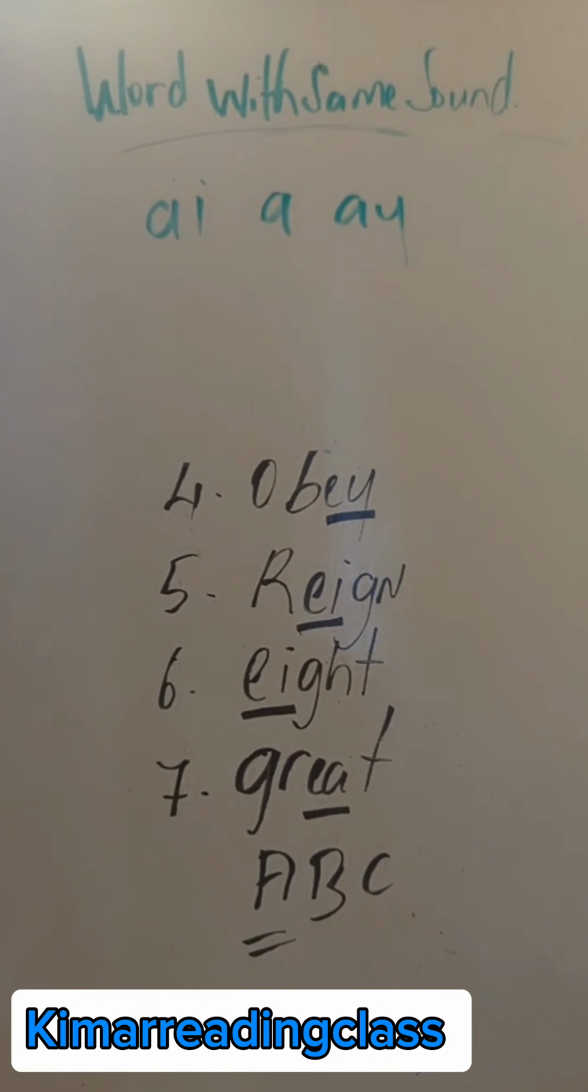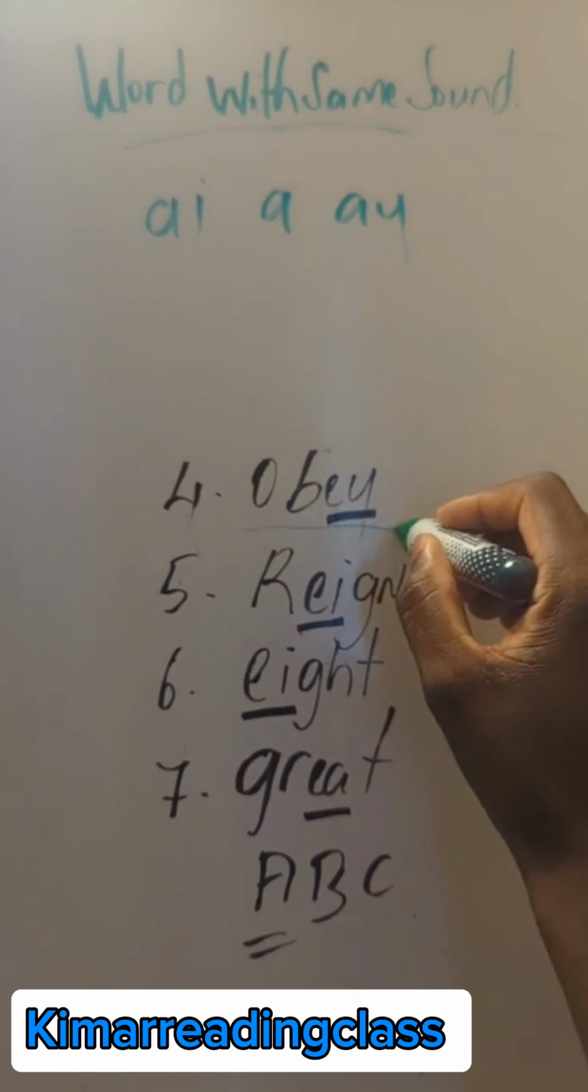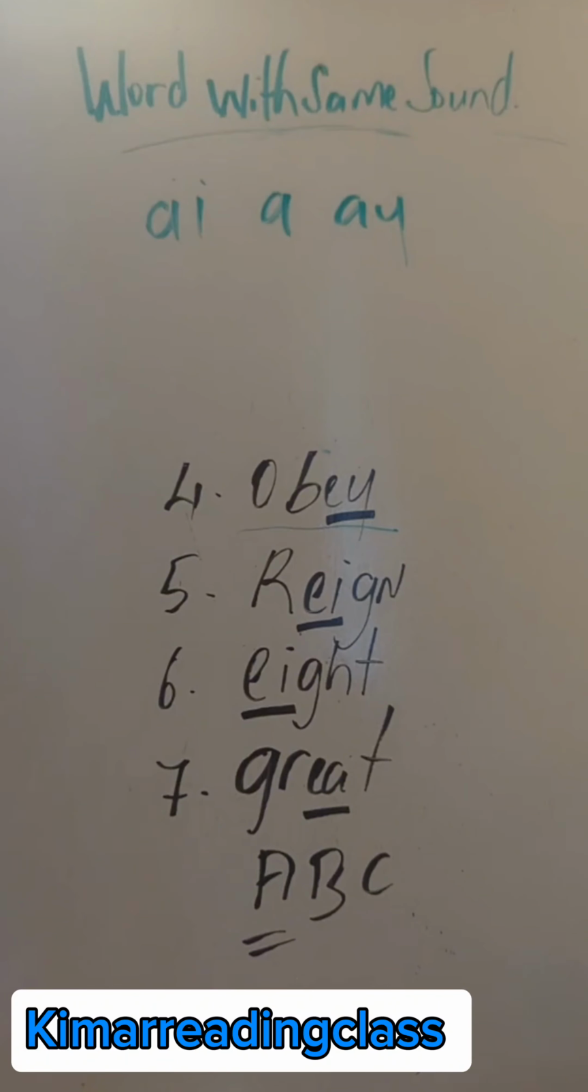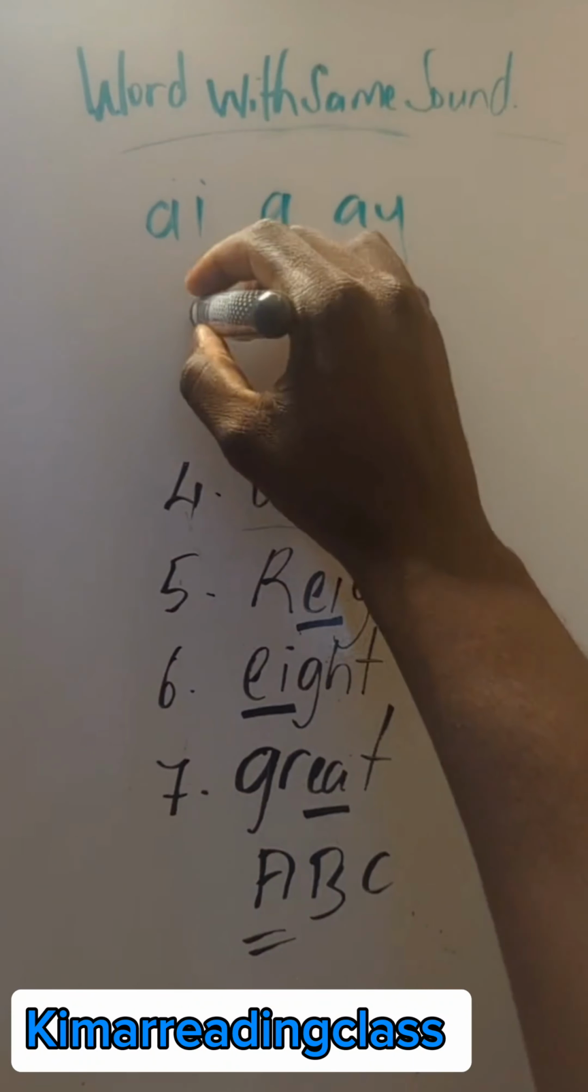So, this word now is a multi-syllable word. When we say multi-syllable, we are talking about words that have more than one syllable. Like for example, play is one syllable. Play is a monosyllable word. But this word now, obey, is more than one syllable. So it's multi-syllable.